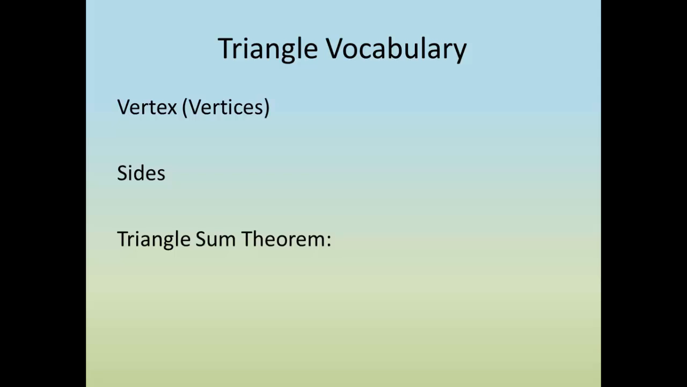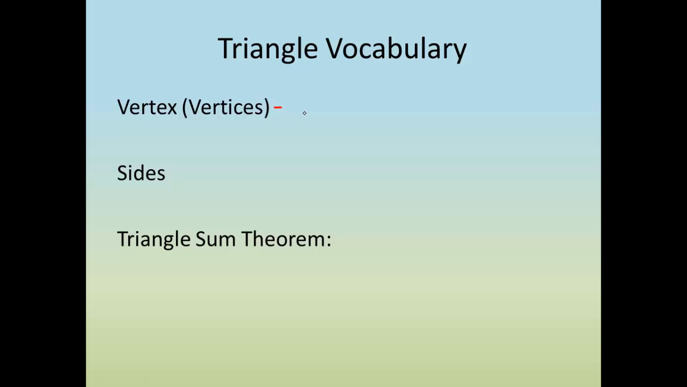At the top of your paper, you'll see three boxes. We're going to write some definitions in these boxes, and I'm also going to write or draw a diagram to show you where these vocabulary words come in as we discuss triangles. The first word is vertex. The plural of vertex is vertices.